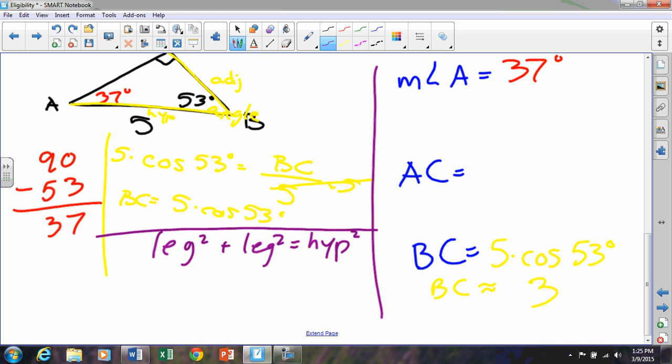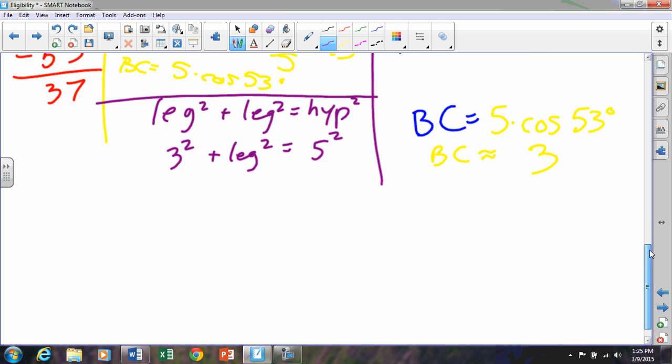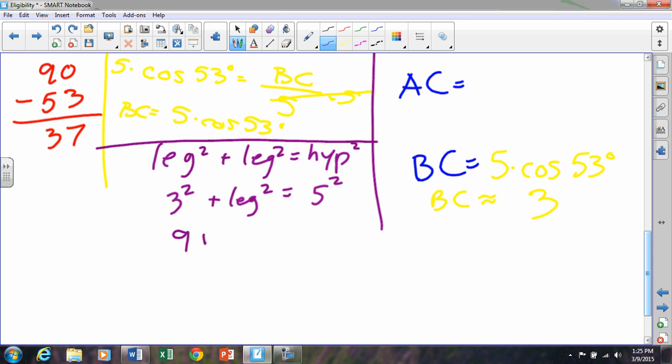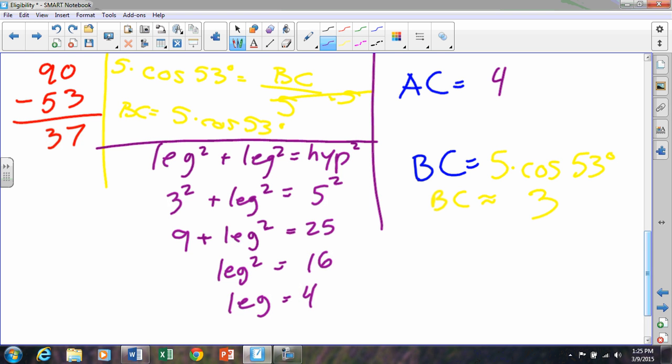So my leg, we had a 3. My hypotenuse is 5, so we've got to solve that. 9 plus legs squared is 25. So subtracting 9 from both sides, legs squared is 16. Taking our square root, we get the leg is 4. And so there we go. We have all 3 pieces.